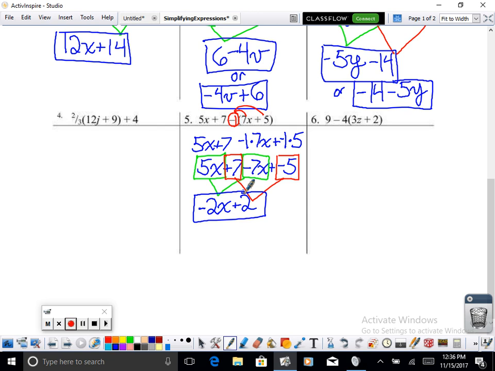Eliminate the parentheses, which usually means distribute. Combine your like terms if they have the same variable or no variable. And lastly, watch out for those negatives. The sign in front of that term has to stay with that term.